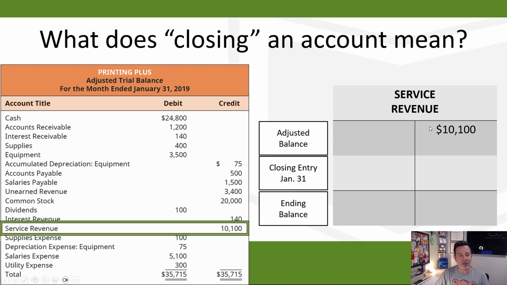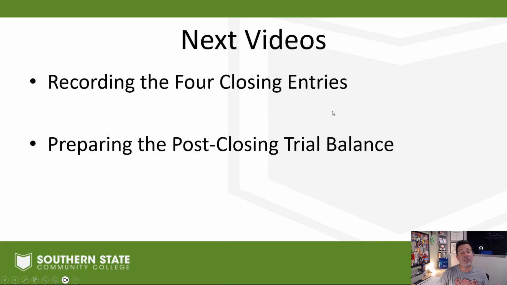Like I said, there's service revenue. You can see the T account, 10,100 balance. We make an entry, debit entry for that same amount. Opposite side, it balances out to 0. Now, I didn't show you the other side of what that entry would be. That's going to be our next video. In our next video, we're going to record the 4 closing entries. I'm going to show you how to do it step by step.